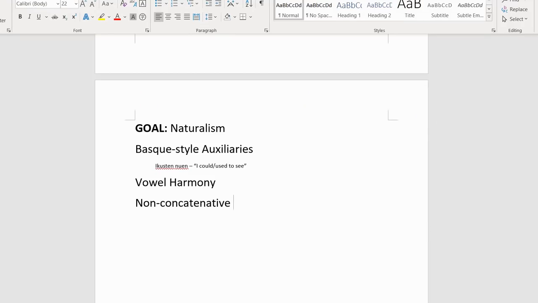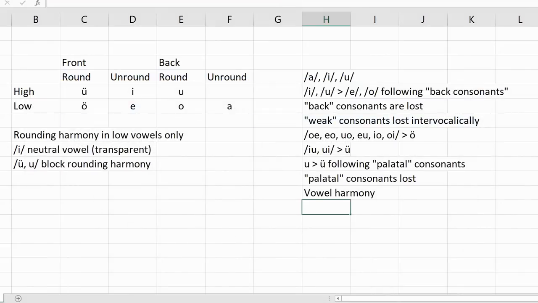I also have to keep in mind that one of my goals is to have some non-concatenative morphology, so things like umlaut and vowel raising and things like that, so I don't want to inadvertently mess that up. I haven't gotten to this yet, that'll be for next time, but I need to keep that in mind. There's got to be some wiggle room in there.